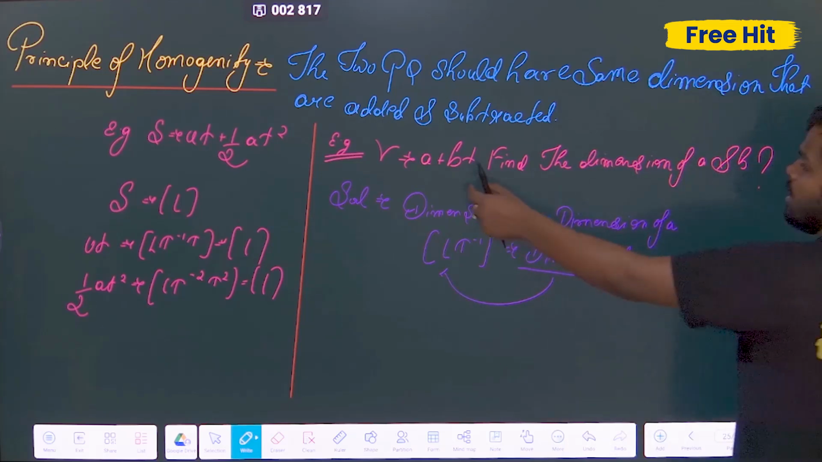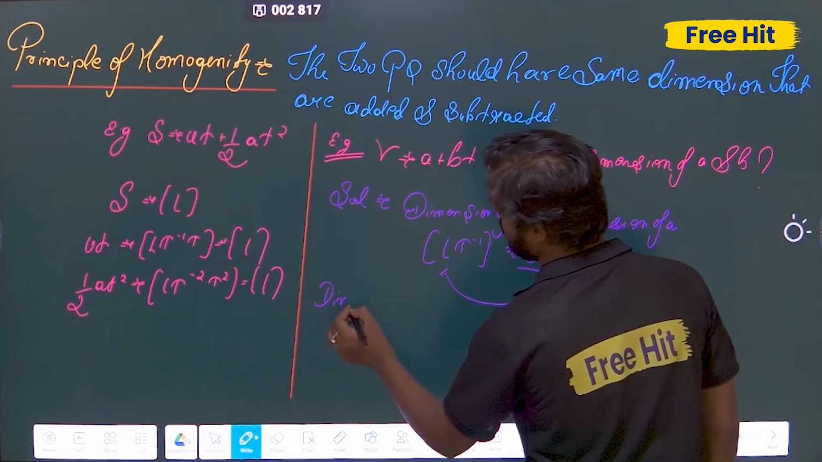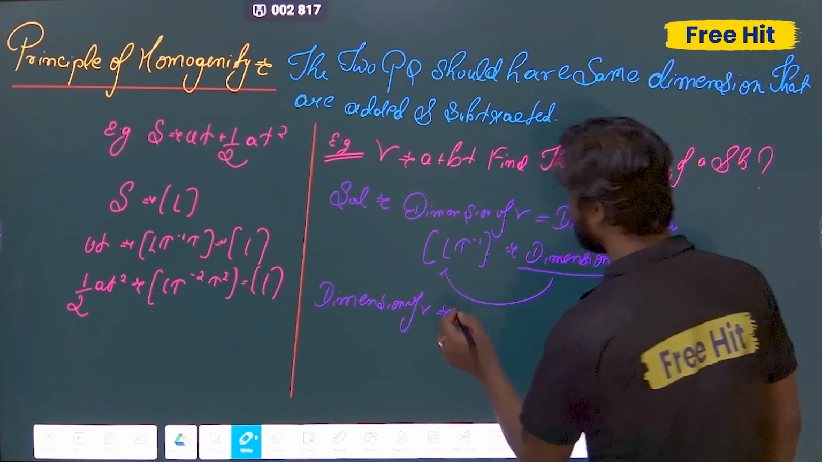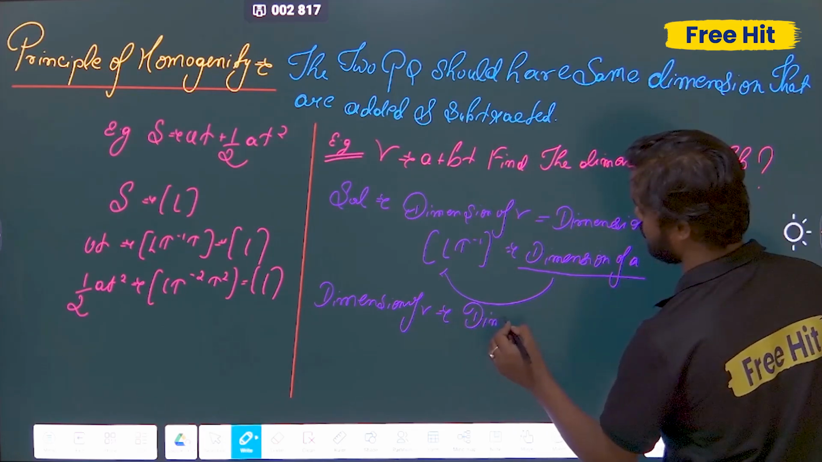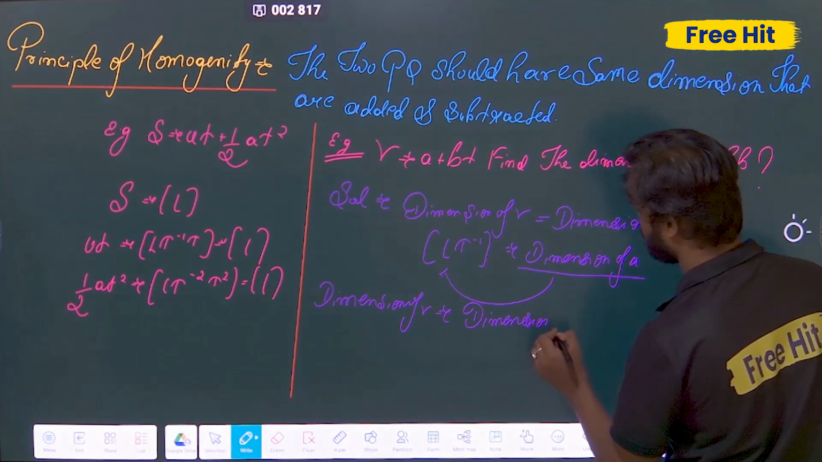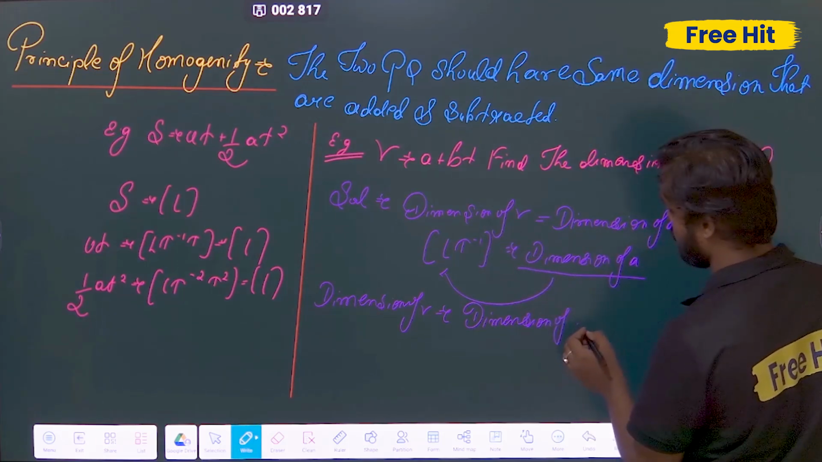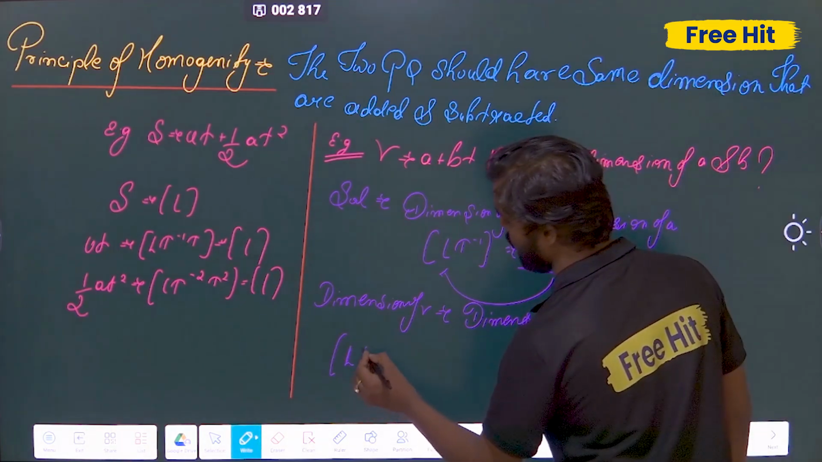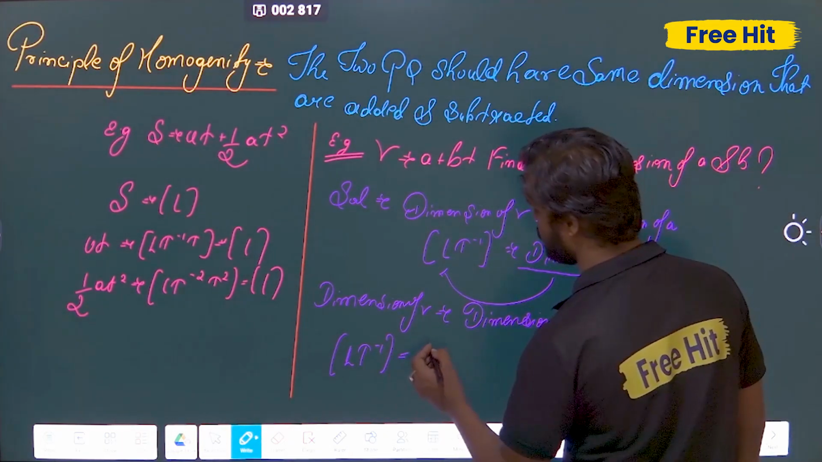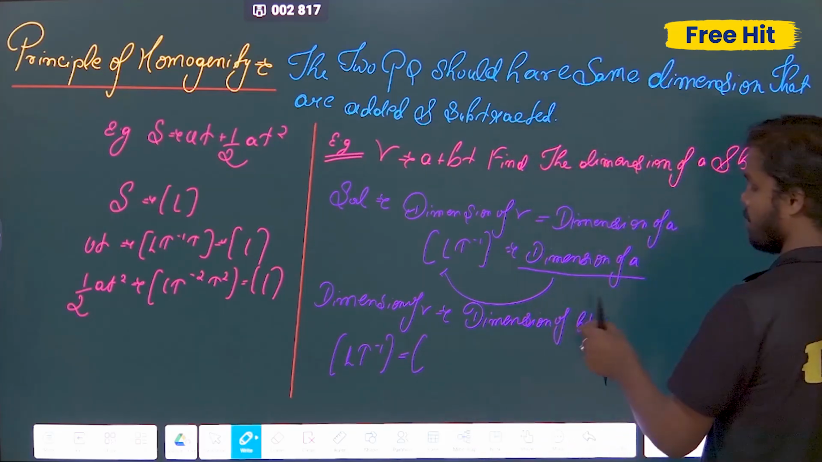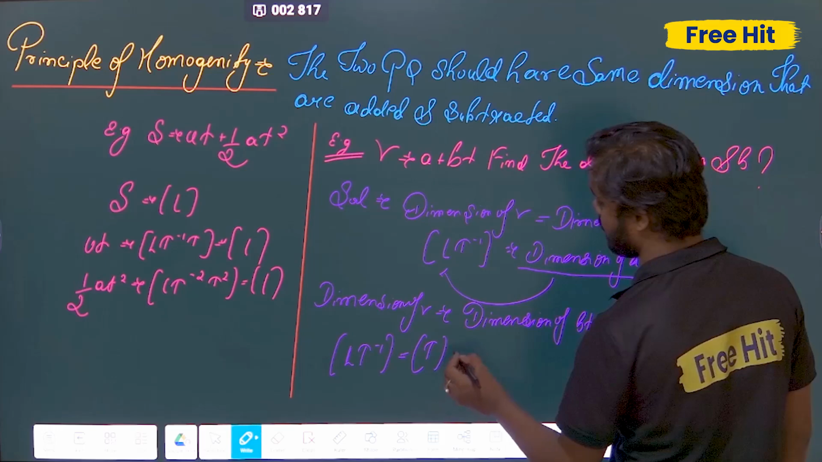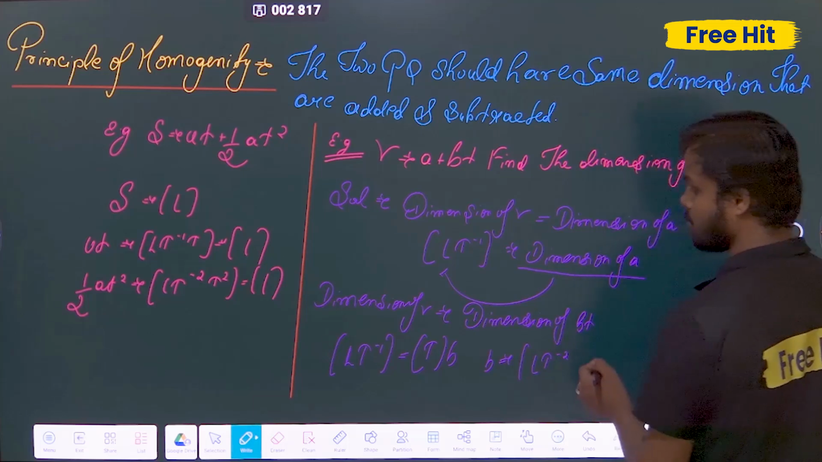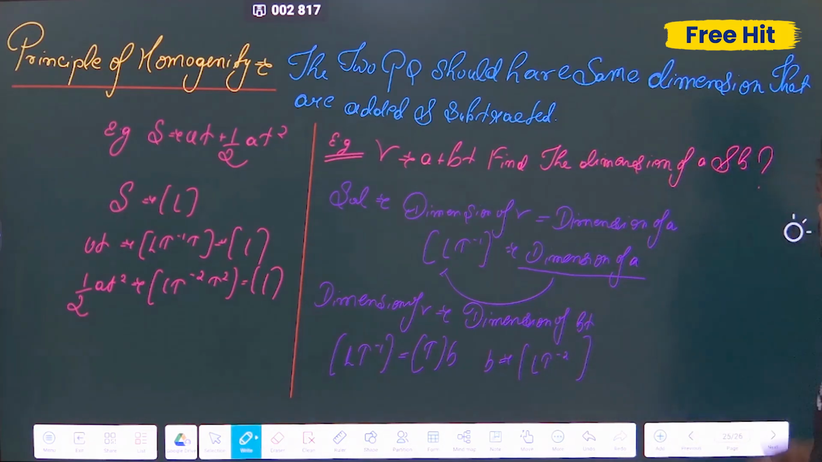Similarly, you want the dimension of B. The dimension of V is equal to the dimension of BT. So just equate the dimensions. What is the dimension of V? That is LT minus 1. This should be equal to, I don't know the dimension of B, but I know the dimension of T. So from here what will you get? B is equal to LT minus 2. Clear? So that is the dimension of B.